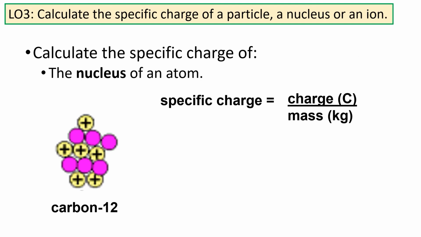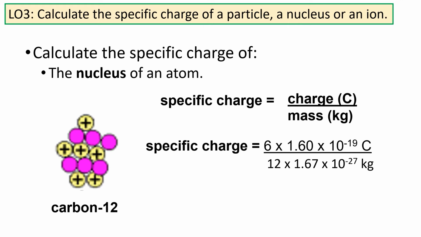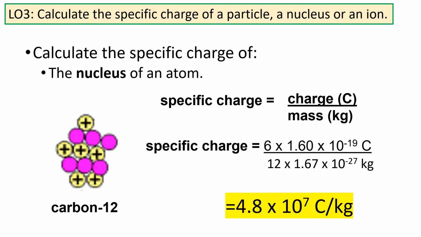Let's say we want to calculate the specific charge of a nucleus of carbon-12. The charge of the nucleus is simply 6 multiplied by the charge of a single proton, since carbon contains 6 protons. So it's 6 multiplied by 1.6 times 10 to the minus 19 coulombs. To work out the mass, we need to do 12 times 1.67 times 10 to the minus 27 kilograms. That's because carbon-12 contains 12 nucleons. If you put this into your calculator, you'll see that the final answer comes out as 4.8 times 10 to the 7 coulombs per kilogram.